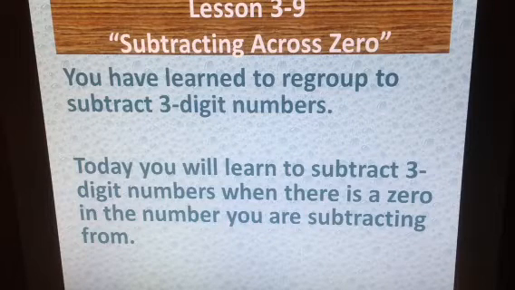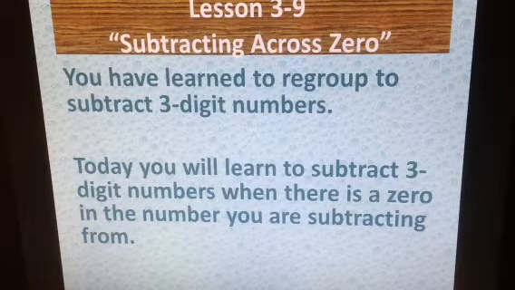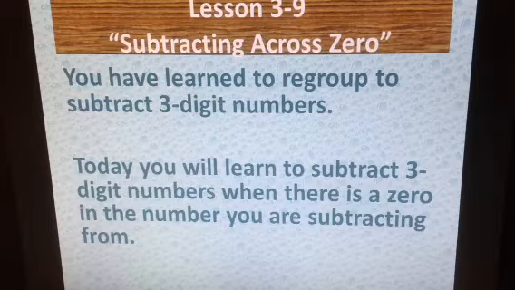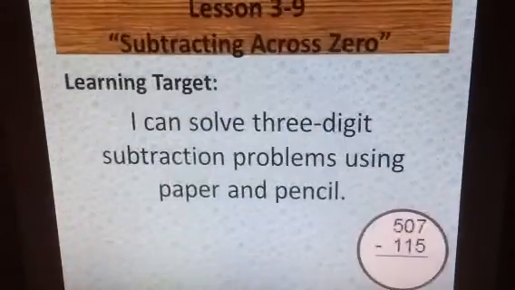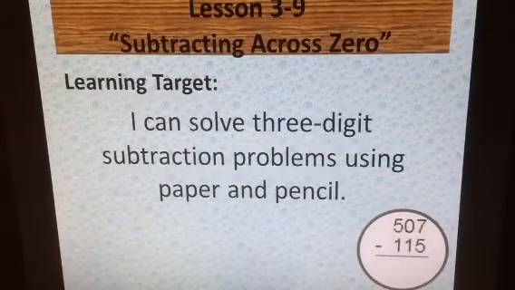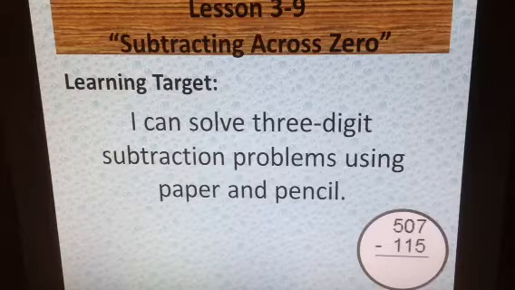Today's lesson is lesson 3-9, and the title is Subtracting Across Zero. You have learned to regroup to subtract three-digit numbers. Today you will learn to subtract three-digit numbers when there's a zero in the number you're subtracting from. Down in the bottom right corner you see the kind of problems we did today. Learning target: I can solve three-digit subtraction problems using paper and pencil.